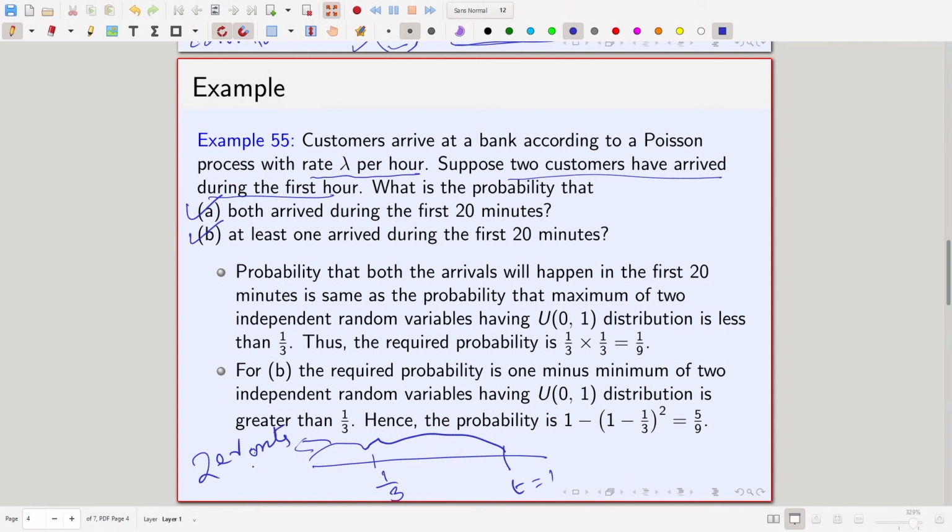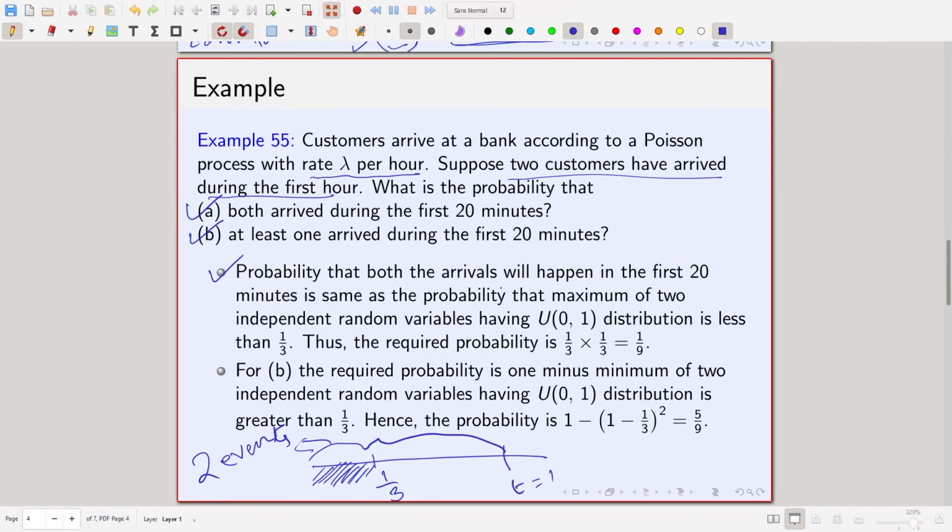There have been two events on this interval of length 1. Now you are being asked, under this information, what is the conditional probability that both the events happen within this time interval of 1 by 3? And the second one is asking what is the probability that there has been at least one arrival in this time interval of length 1 by 3. Let us see how to solve this.